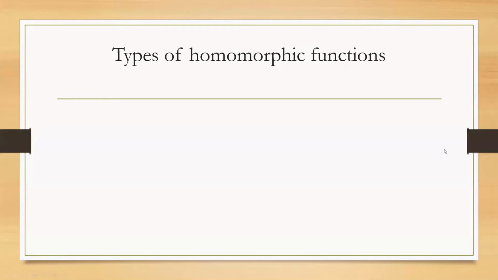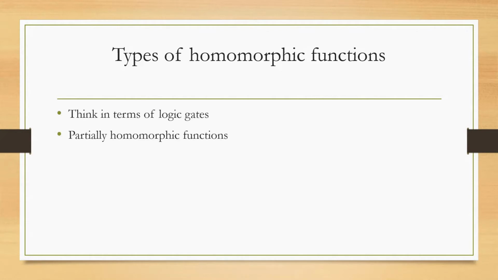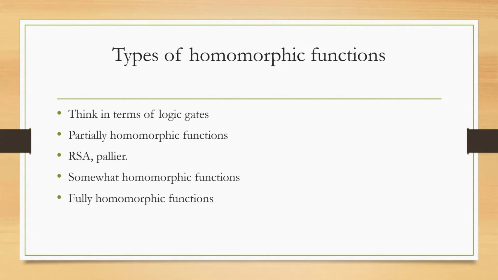It's easiest to understand the types of homomorphic functions in terms of logic gates. Partially homomorphic functions allow one sort of gate. A good example of this is unpadded RSA, which allows multiplication, or Paillier, which allows addition. Some homomorphic functions allow both, and you can make any circuit using AND or OR gates, which are the equivalent of multiplication and addition, but a limited subset of circuits at a limited depth. And fully homomorphic encryption allows for arbitrary circuits of arbitrary depth. This is the holy grail of homomorphic encryption.